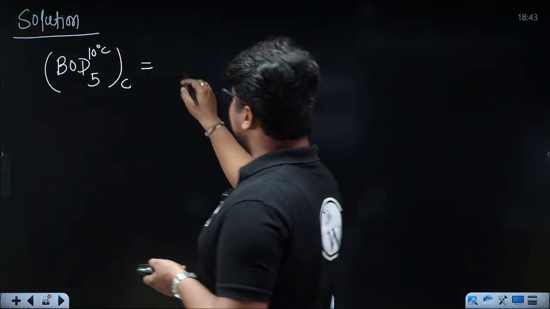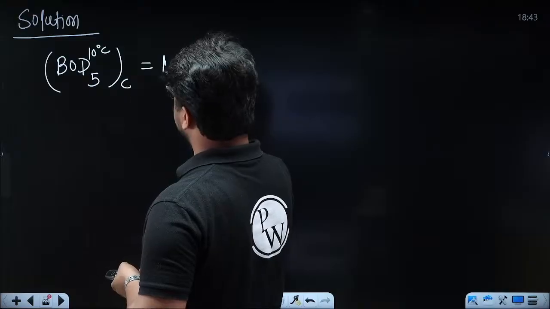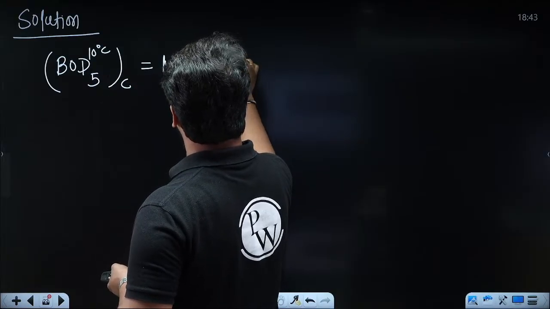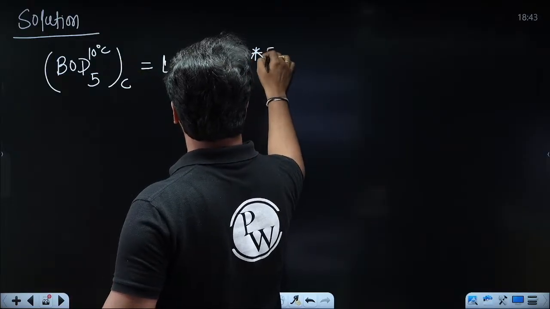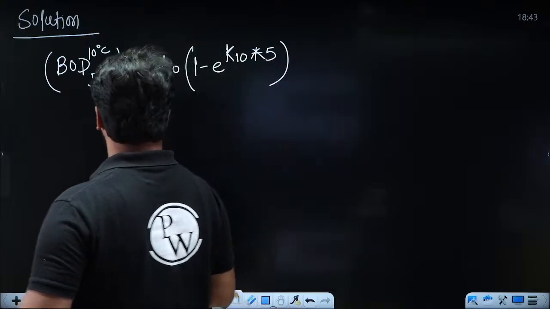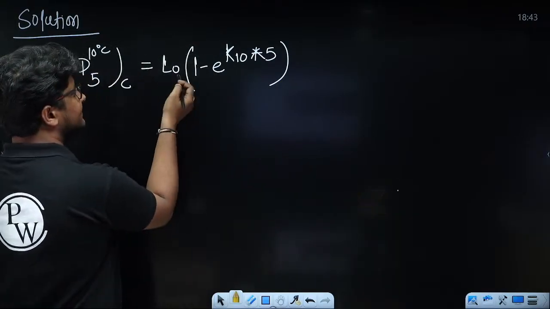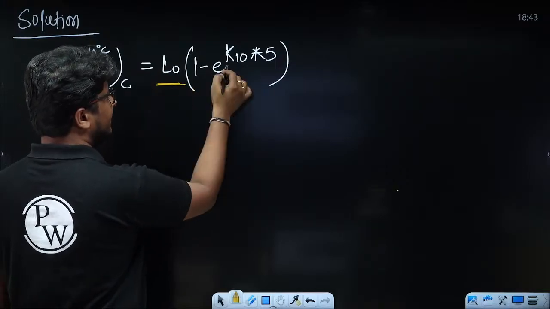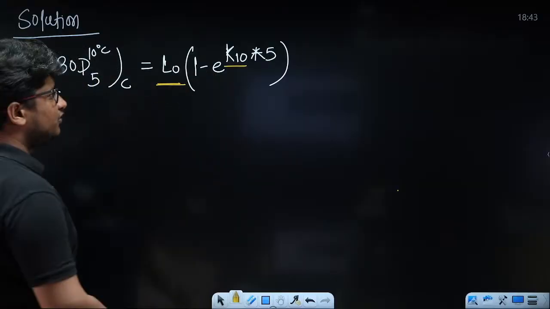So for C, I'm using the same ultimate BOD, which is L0, times 1 minus e to the power of minus K, right now K is for 10 degrees Celsius, and the time is given as 5. So I will write 5. Now, if you see in this question, two things are not given that you actually need. One is the ultimate BOD, another is K10. These two values are not given to you. So you have to calculate them first.